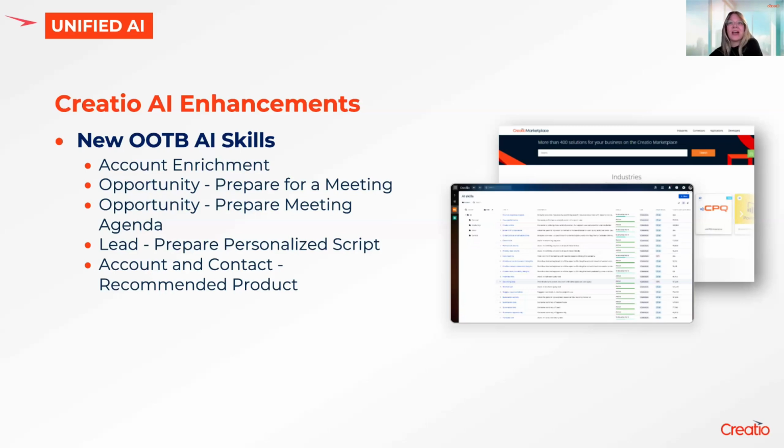For lead, we have prepare personalized script, so we are now able to create a custom script for engaging with a lead. Last but not least, for account and contact, we now have recommended product, so you can get AI-driven product recommendations for accounts and contacts. These updates are designed to save time and help you work smarter.